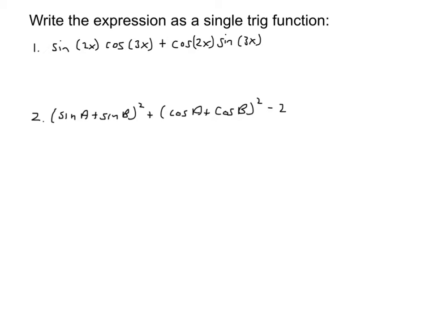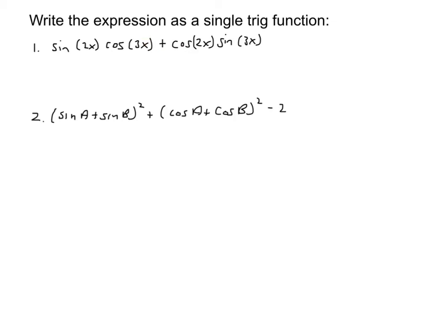So in this first one, what we want is to write this as a single expression, and what we have right now is sine of 2x cosine 3x plus cosine 2x sine 3x. So what you want to do is look at those identities, the sum and difference formulas that you have in your notes, and check to see which one of those formulas matches up here. The first thing I notice is that I have sine and cosine, cosine and sine. So I have one in each, and I have an addition.